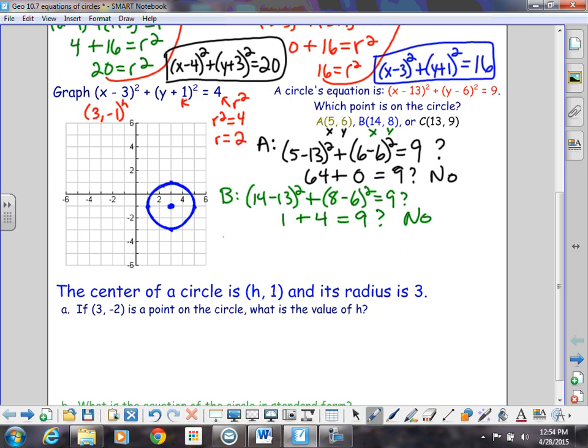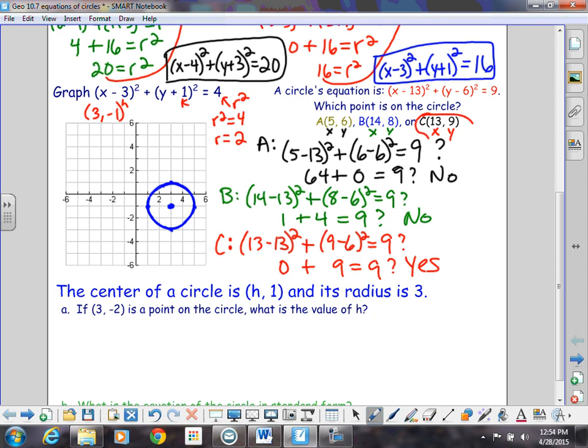All right, try again. Let's try C. Maybe this is one of those trick questions where none of them work. So again, C is 13 and 9, so I'm going to plug that in. So 13 minus 13 squared plus 9 minus 6 squared. We're going to see if that's equal to 9. So this is 0, and 9 minus 6 squared is 9. There we go. So that works, yes. So C is on the circle.